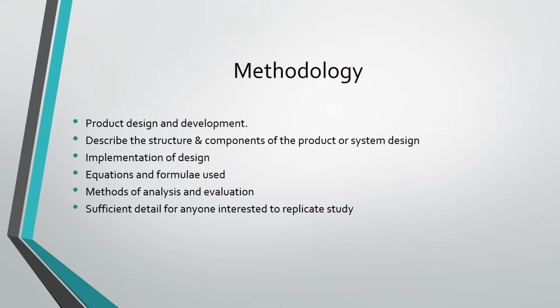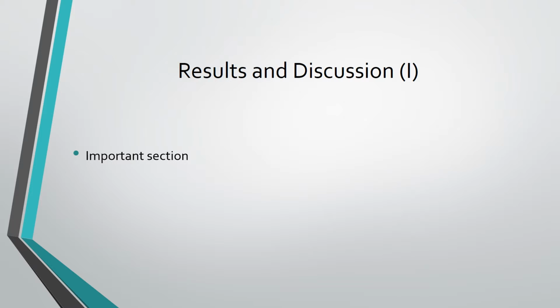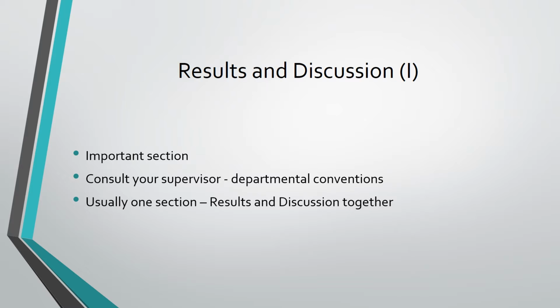If your research is aimed at modifying aspects of an existing product or system, the details you provide should enable your reader to determine how your product or system improves on and overcomes the limitations of the existing product or system. The results and discussion is an important section. It is therefore recommended that you consult your supervisor to determine departmental conventions about the format. The section explains the results obtained for each stage of the product development process and how they contribute towards achieving the objectives stipulated in your introduction.